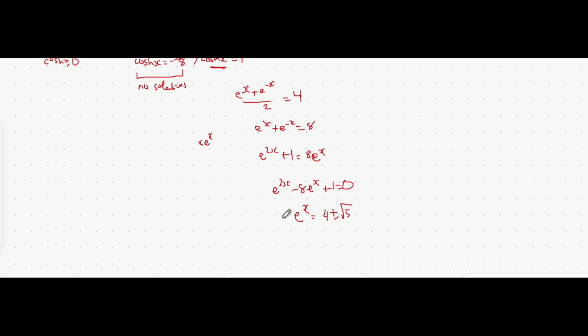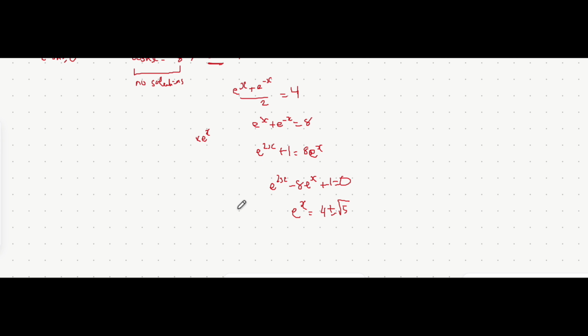To get x alone, you apply the ln function to both sides, and just showing you what happens to the left-hand side. I'm sure you guys know already, but you can bring the power down as a coefficient, so that becomes x ln e, and then ln of e is just equal to 1, so that becomes x. So we can write that x is equal to what you get when you apply ln to the right-hand side. So that's ln of 4 plus or minus root 15.